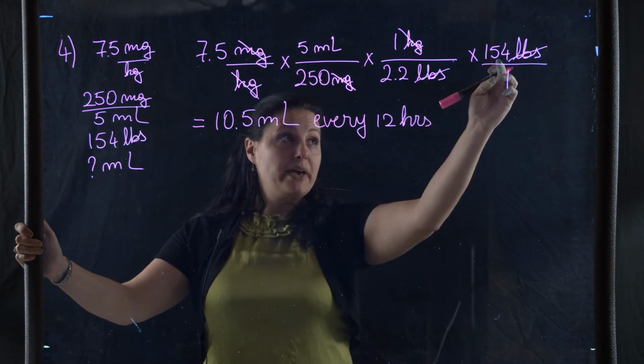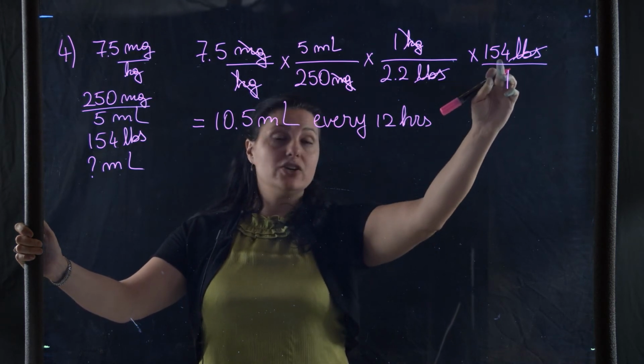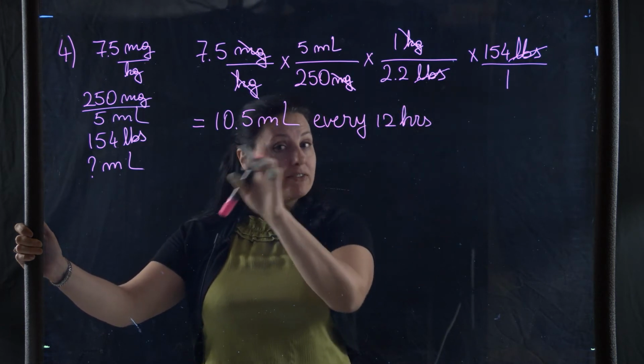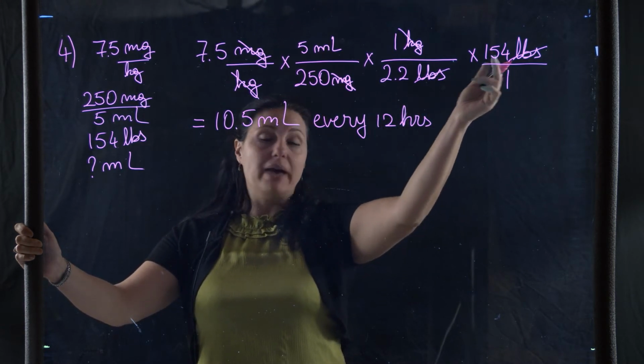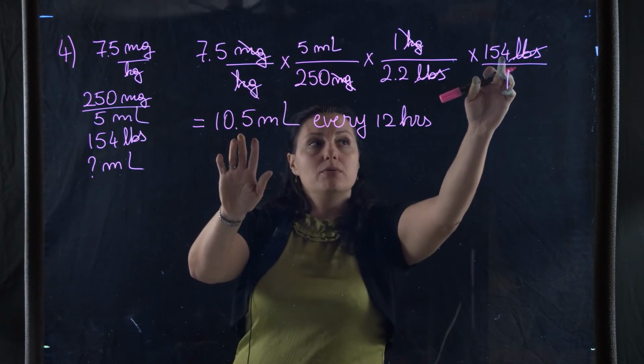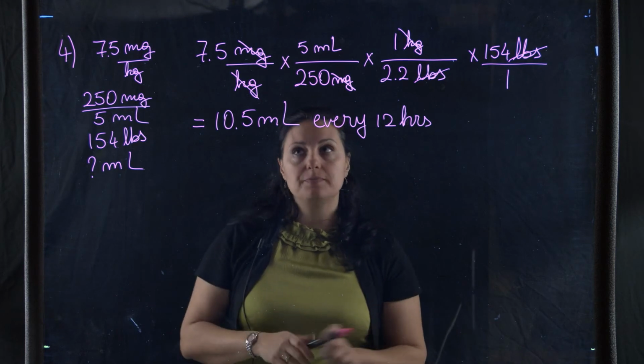Now, if the patient weighed differently, if it was 175, for example, then I'd multiply it by 175, and I'd have a different dose here. So this is dependent on the mass of the patient. And that is why, depending on what they weigh, this will be different.